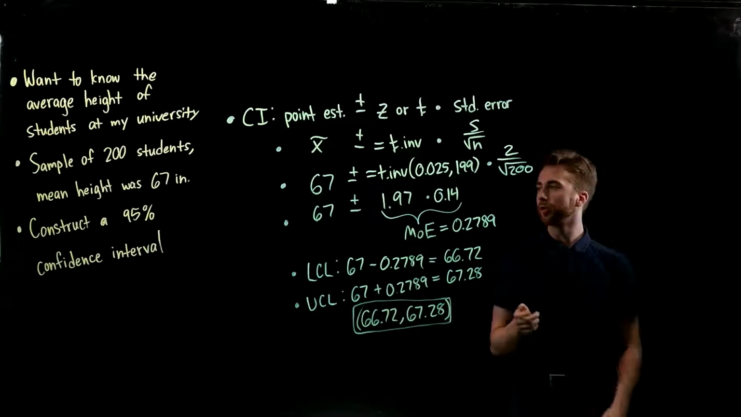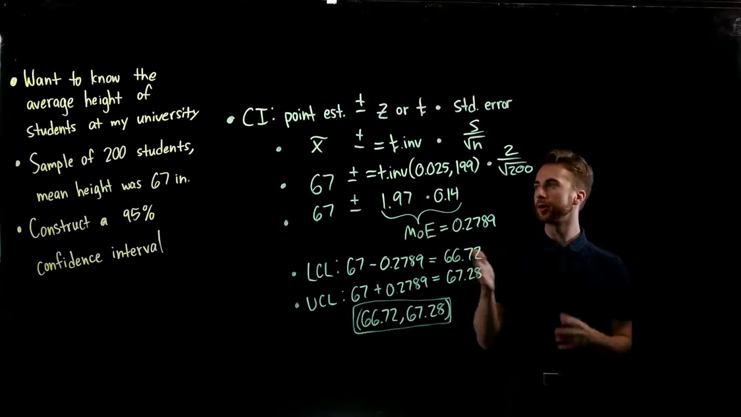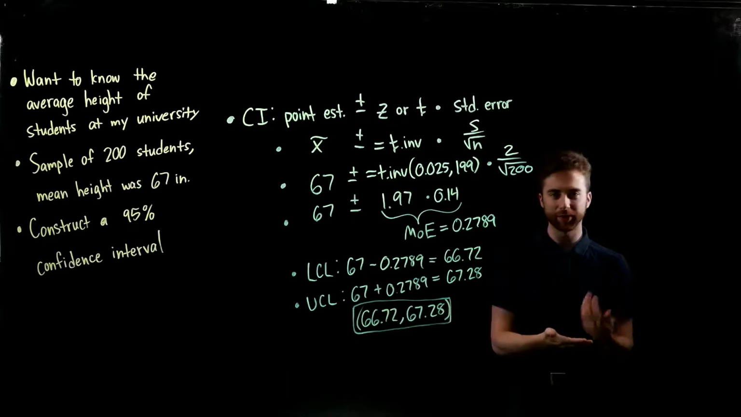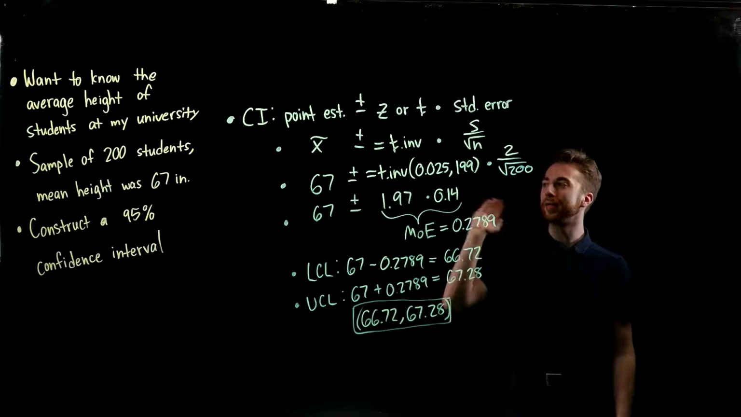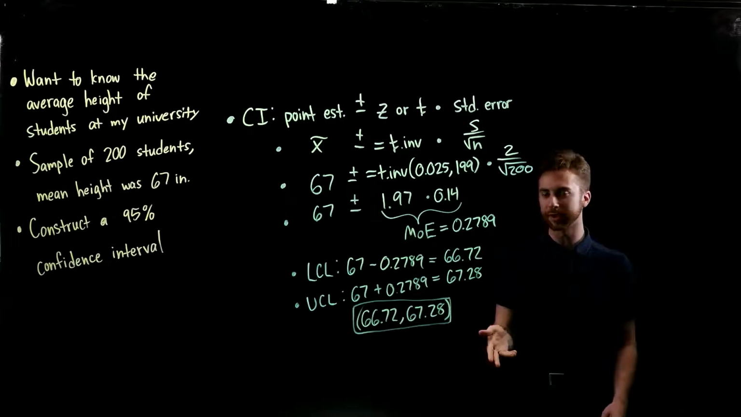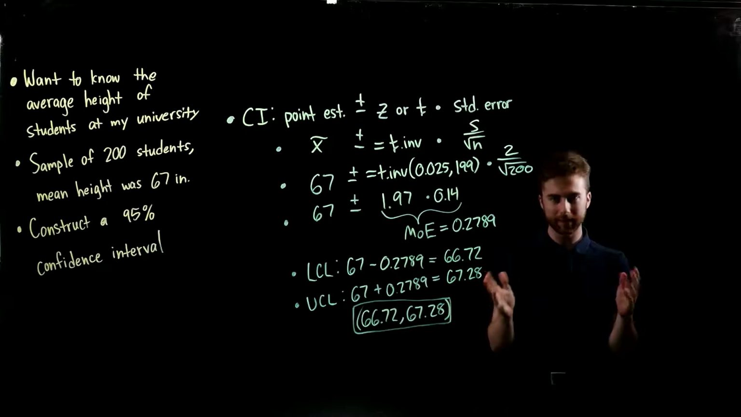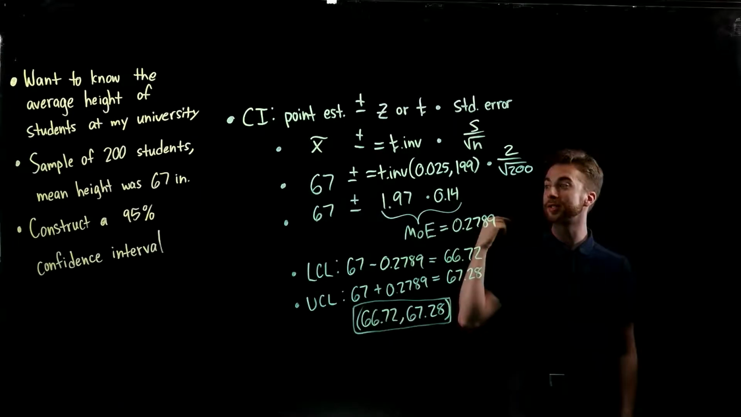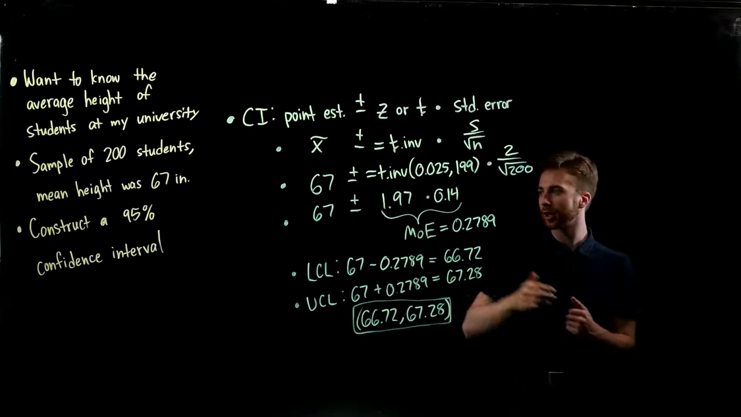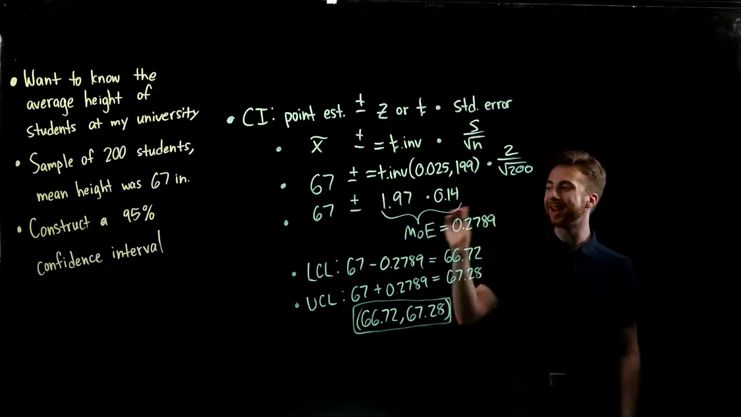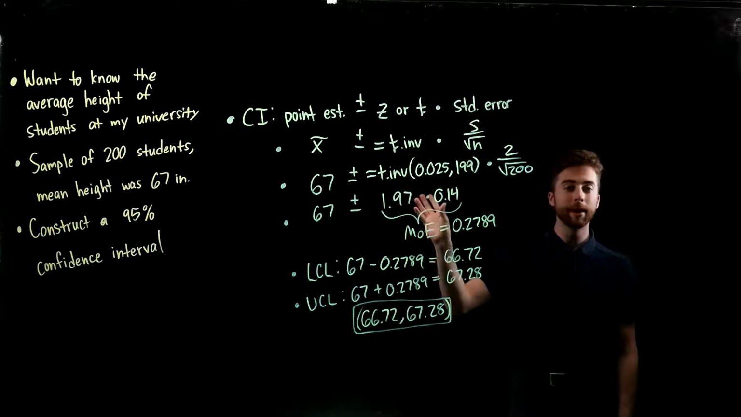Okay, so for this particular problem, we're given this information over here. This is the example I like to use anytime I'm tutoring someone, so I'm sorry if I've helped you out before and this is redundant at this point. We're trying to find out what the average height of students at my university is. So I go and collect a sample of 200 students, and I find out that the mean height of those 200 students is 67 inches, okay? So at this point, I'm wanting to create a 95% confidence interval based on the information.